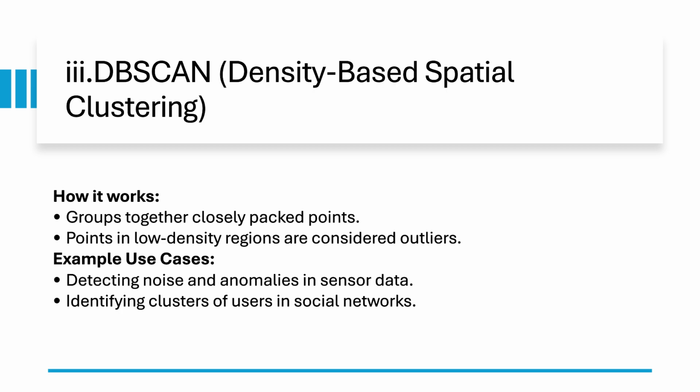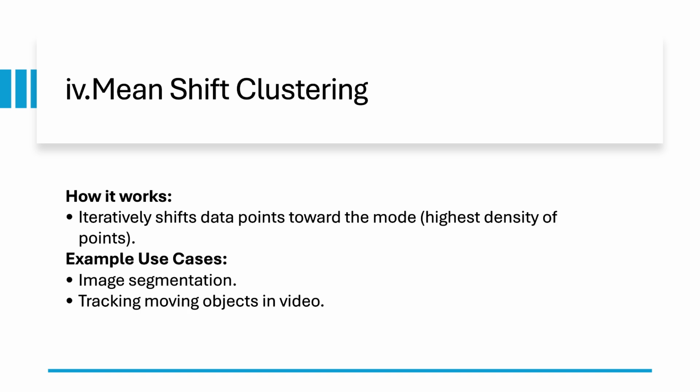Then we have DBSCAN, which is density-based spatial clustering. This works by grouping together closely packed points. Points in low density regions are considered outliers. Examples of use cases include detecting noise and anomalies in sensor data, and identifying clusters of users in social networks. The mean shift clustering algorithm works by iteratively shifting data points towards the mode. Example use cases include image segmentation and tracking moving objects in videos.